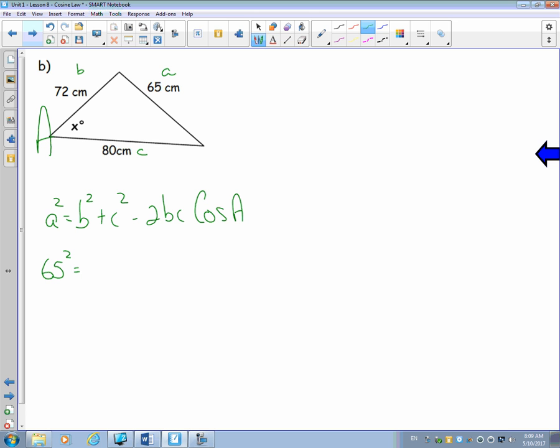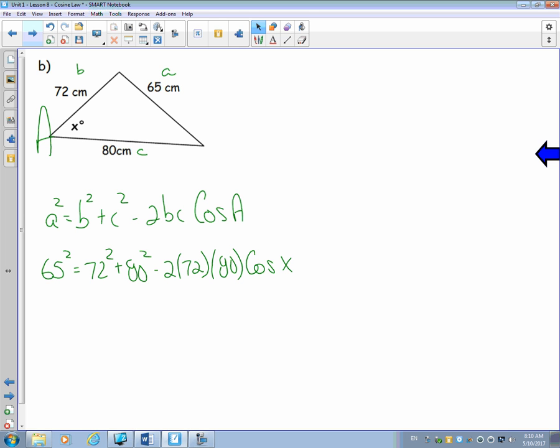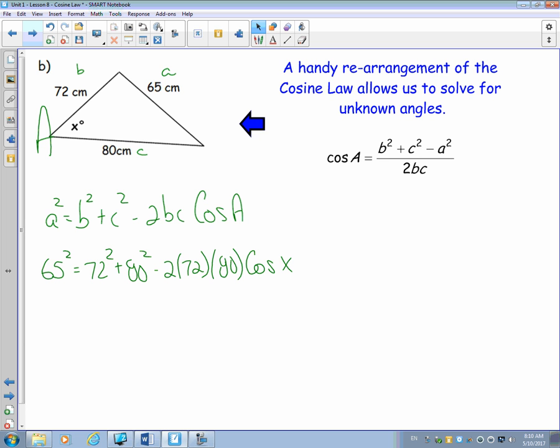So I have 65 squared equals 72 squared plus 80 squared minus 2 times 72 times 80 times the cos of the angle. You'll notice that the angle is not isolated. The x is all mixed together with all the other numbers. So to solve this, I actually have to rearrange. Now, there's nothing wrong with rearranging, but that means that every time I want to solve an angle, I've got to go through this process of rearranging. But rather than doing that, let's rearrange the equation so that if I have an unknown angle I want to find, I can use a slightly different version of that formula.